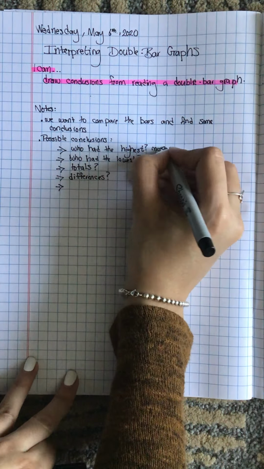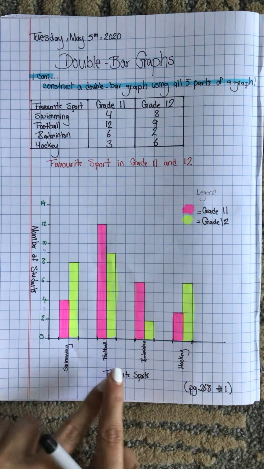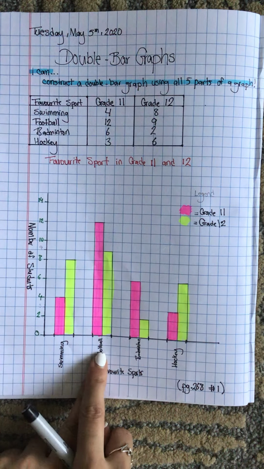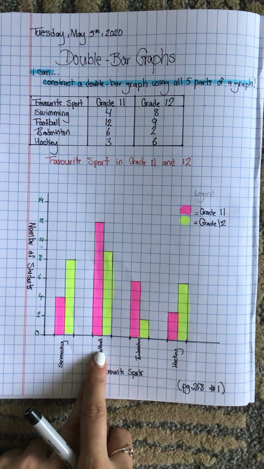And right from looking at the graph, your eye should have shot up to this bar, right? It's the tallest bar. It's the longest one. So we know that this has the most students. So we can say right away, football is the most liked sport for grade 11s and 12s.